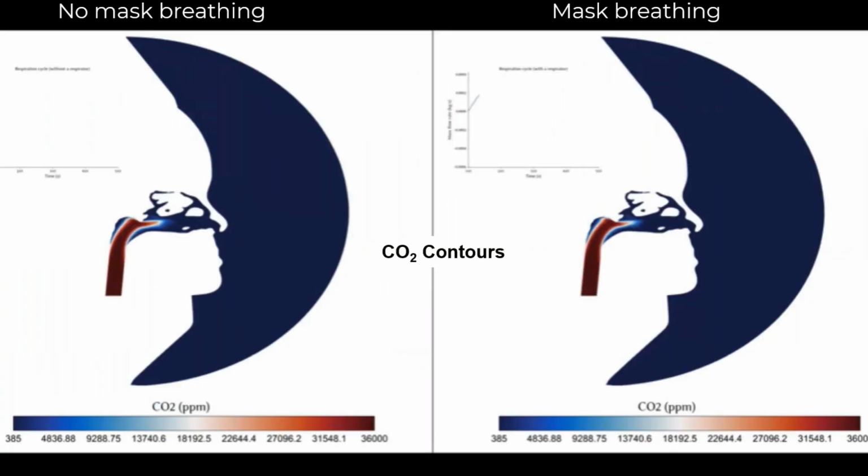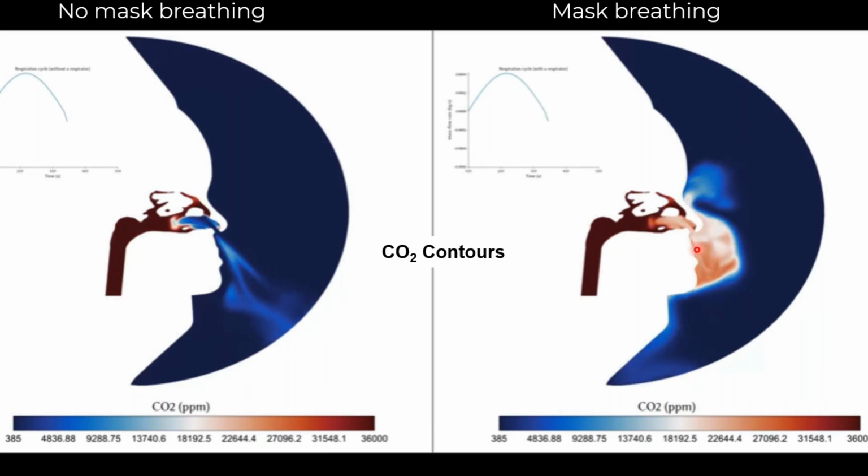So this simulation on the left shows again the contours of CO2 where we have no mask, and on the right hand side we have the mask being worn, and you can see that the buildup of CO2 trapped in the mask is then re-inhaled before it comes back out. So you get that increase in the CO2 exposure.